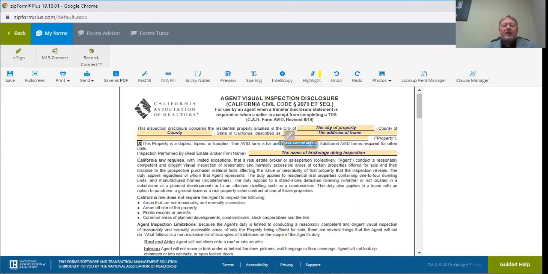So in this particular case, if we were doing a fourplex and this was unit A of 4, we'd be putting that this is the AVID for unit A. The next line down is the inspection being performed by the real estate brokerage firm name. This is going to be the name of the brokerage that you're doing the inspection for. California requires, with limited inspections, that a real estate person do a reasonably competent and diligent visual inspection.